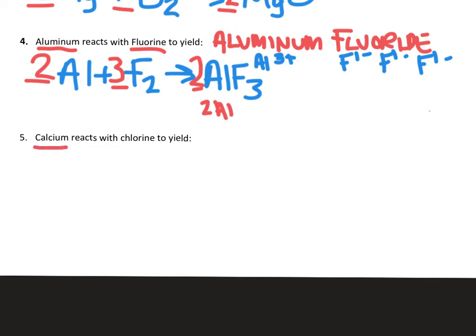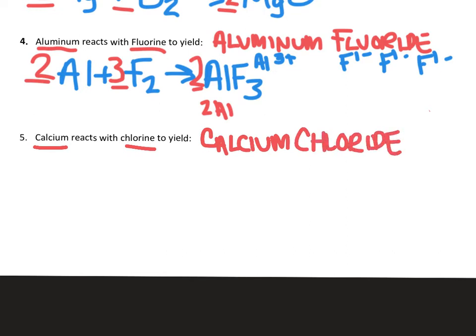With number 5, we've got calcium reacts with chlorine. Calcium, if you look on the periodic table, is a metal. So if it's a metal, it's going to form an ionic compound. So we are going to call this calcium chloride. We don't have to worry about prefixes or how many of each, with mono, di, tri. Doesn't matter because it's ionic. We only use the ion names.